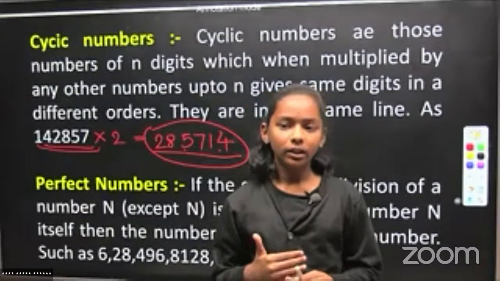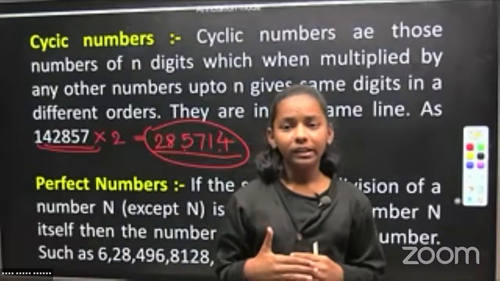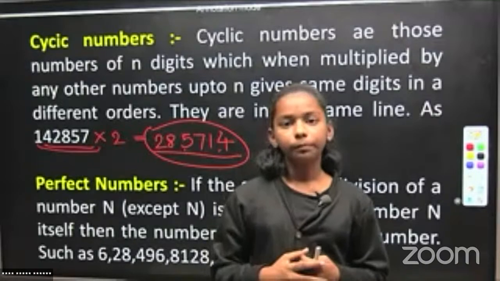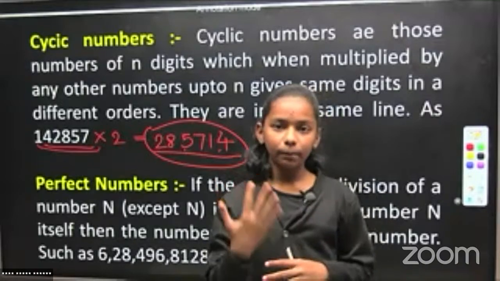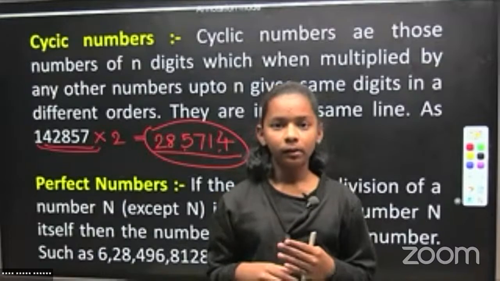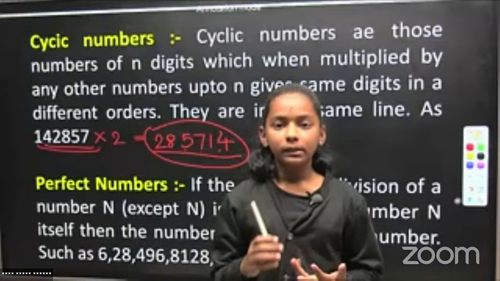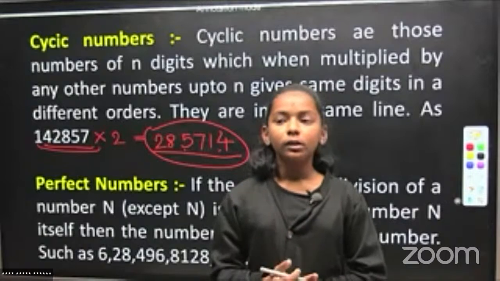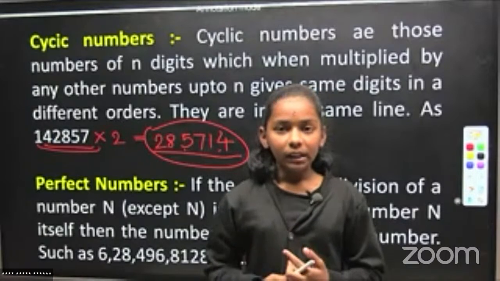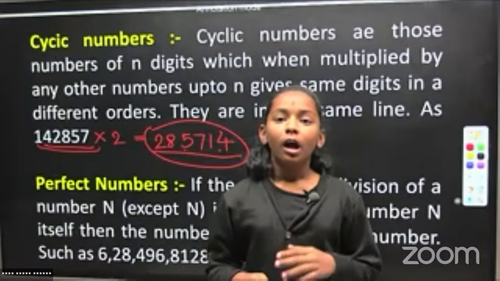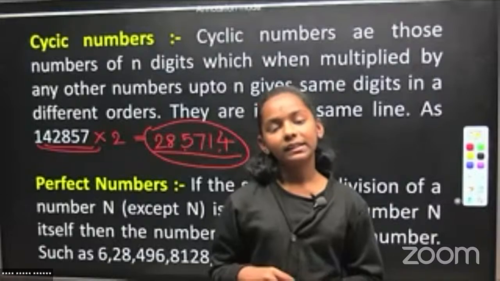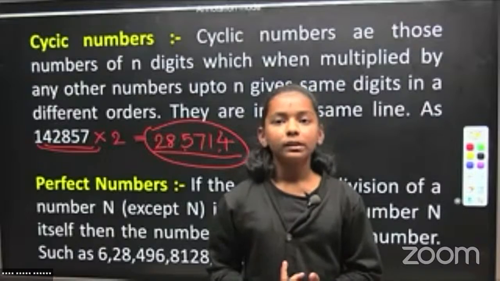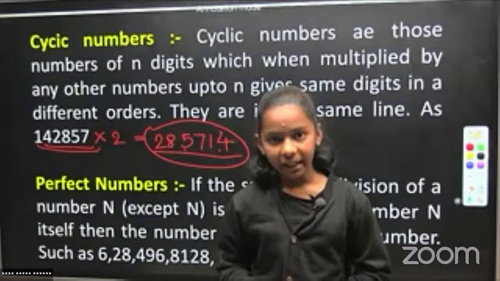Cyclic numbers are those numbers which, if we consider the number n, and it is multiplied by any number up to n (we will not multiply by a number bigger than n), then if the answer is different but is formed by the same digits, then the number n is called a cyclic number.